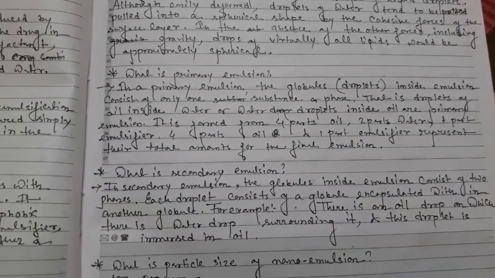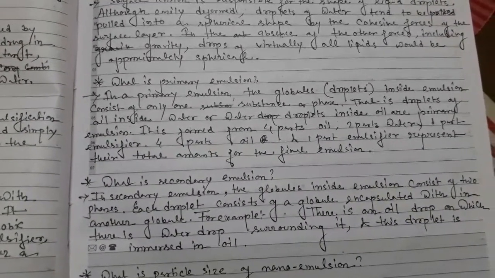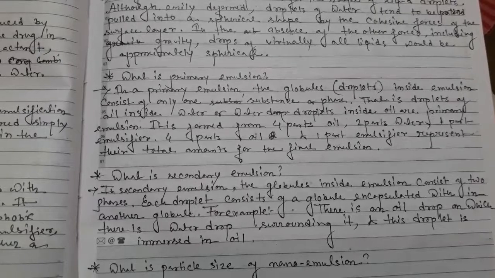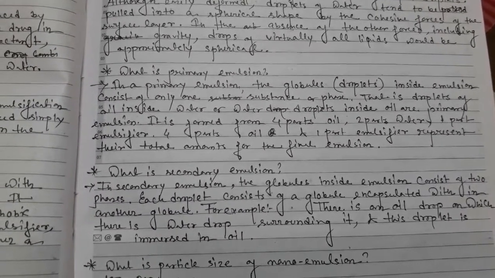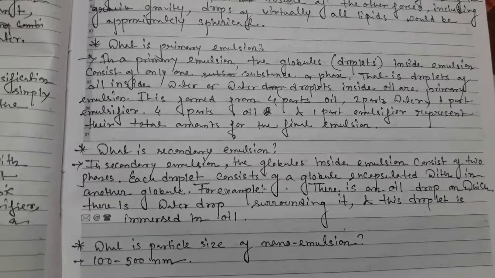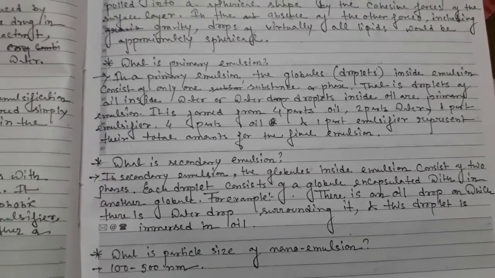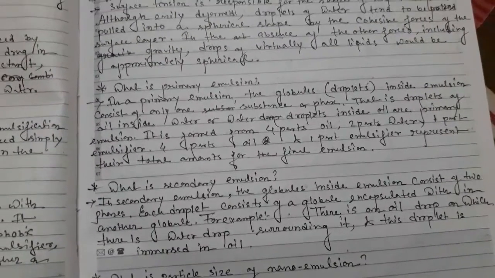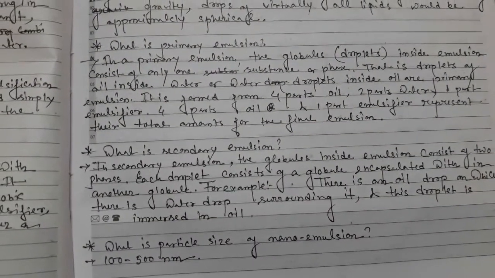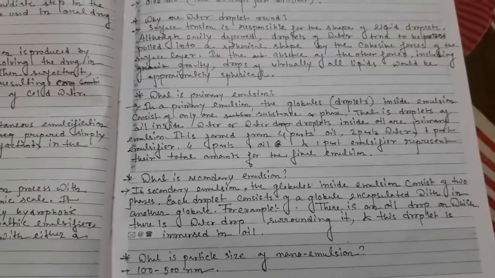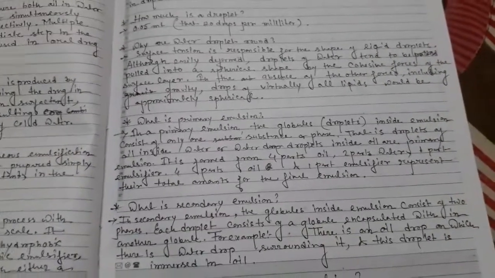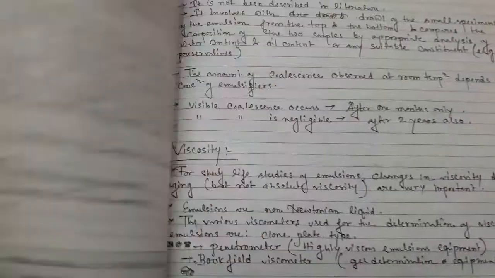What is the secondary emulsion? In a secondary emulsion, the globules inside the emulsion consist of two phases. Each droplet consists of a globule encapsulated within another globule. For example, there is an oil drop which is surrounded by a water drop. What is the particle size of the nano emulsion? 100 to 500 nanometers. This is a very important part, okay?